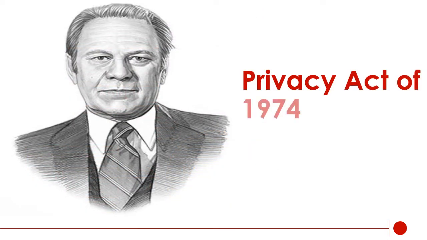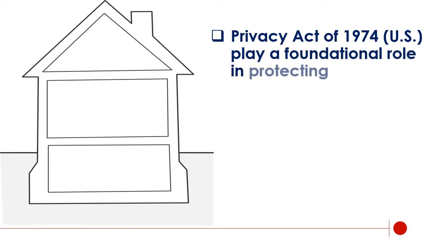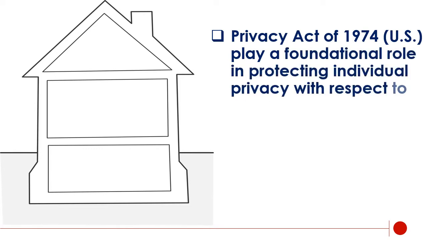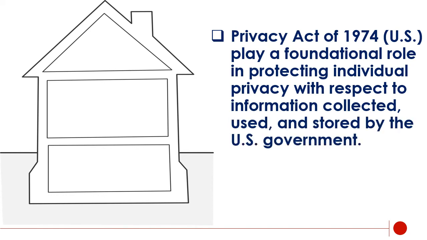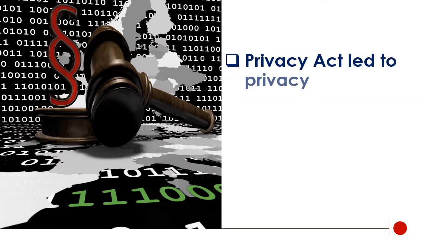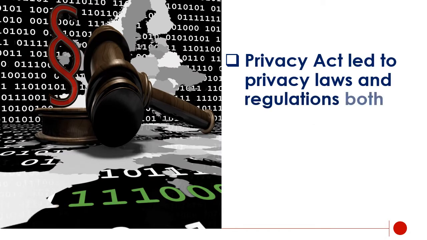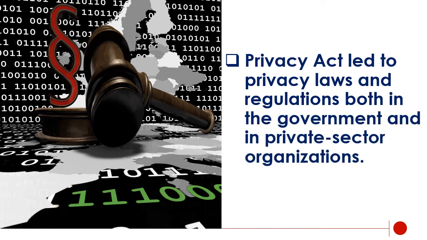The Privacy Act of 1974, U.S., plays a foundational role in protecting individual privacy with respect to information collected, used, and stored by the U.S. government. The Privacy Act led to privacy laws and regulations both in the government and in private sector organizations.